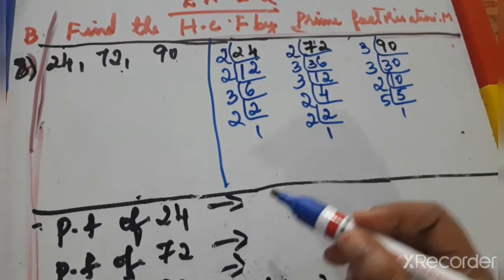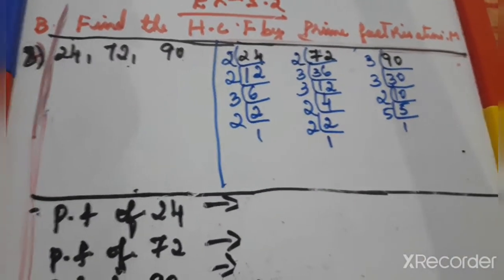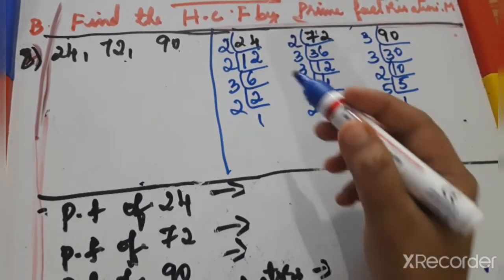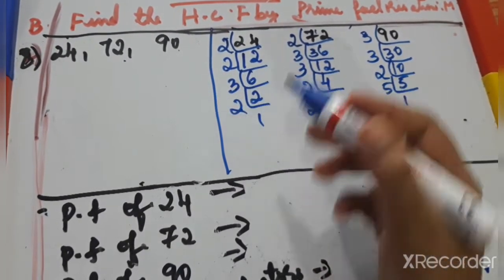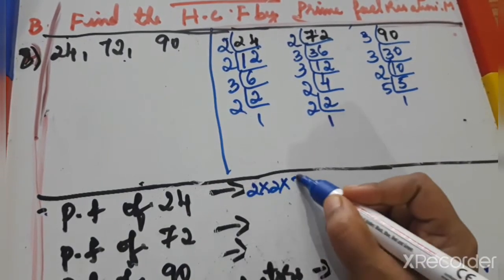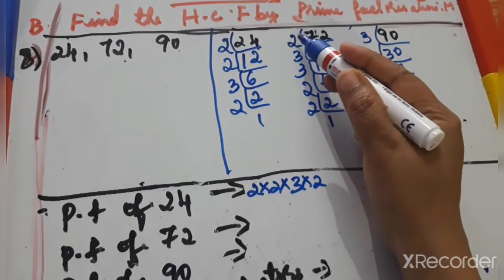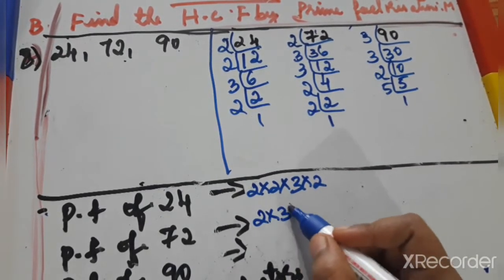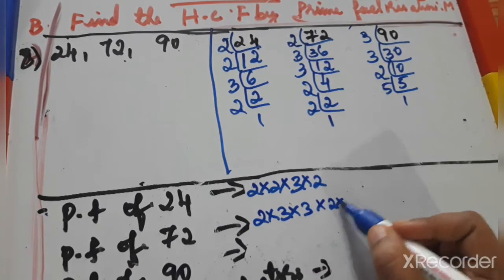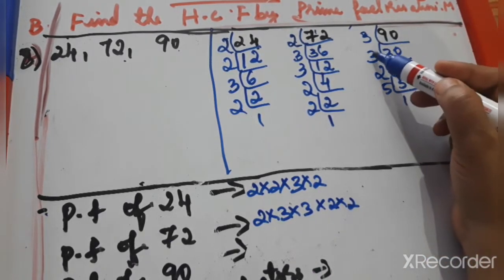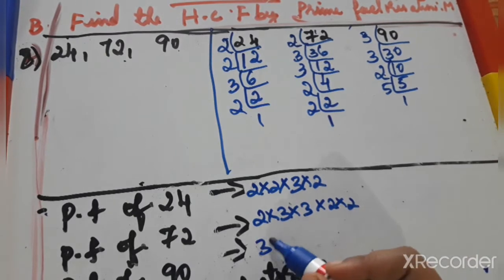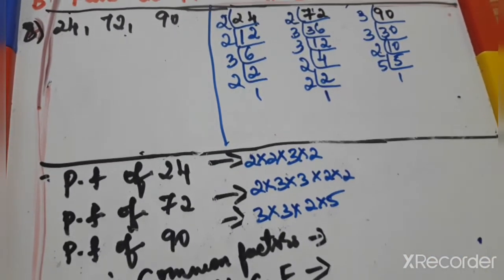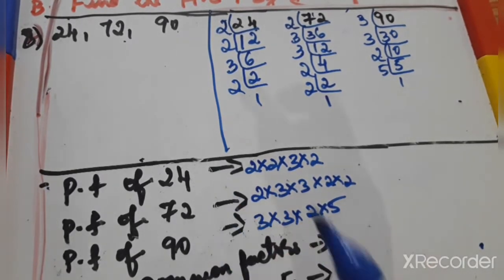Now prime factor of 21. Prime factor of 21 is 2 into 2 into 3 into 2. Prime factor of 72 is 2 into 3 into 3 into 2 into 2. Prime factor of 90 is 3 into 3 into 2 into 5. Now I have written all the prime factors of each number.